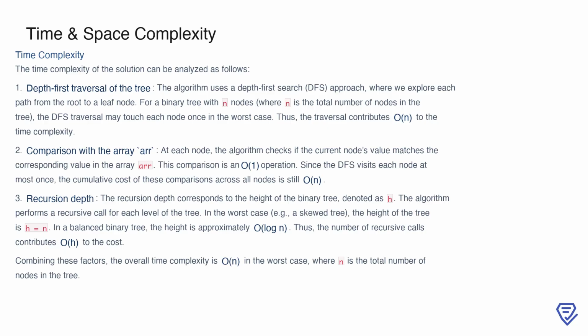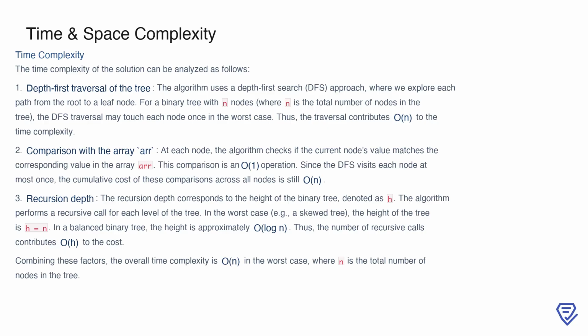Next, at each node, we perform a simple comparison to check if the node's value matches the corresponding value in the array ARR. Since this comparison is a constant time operation, or O(1), and we make it for each node, the cumulative cost of these comparisons also adds up to O(n).